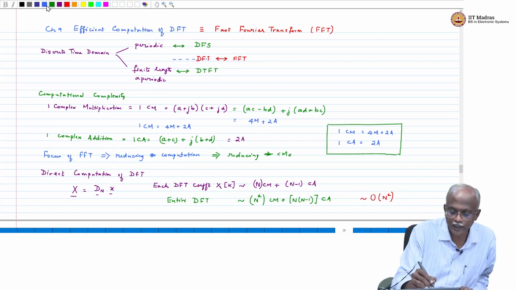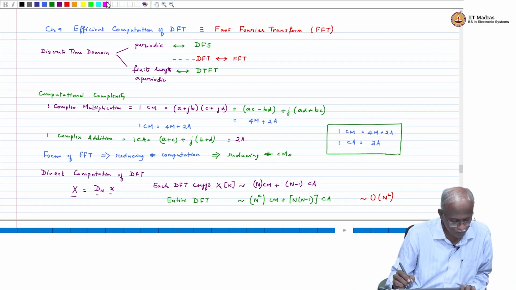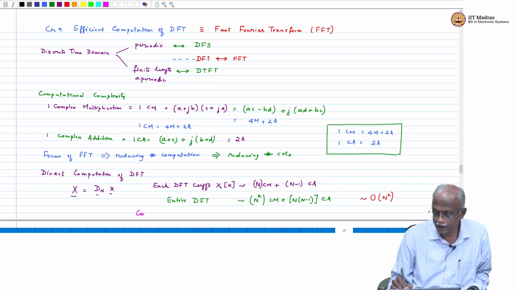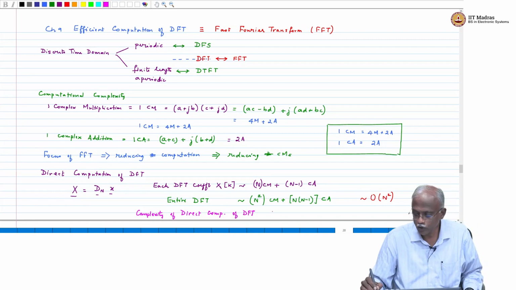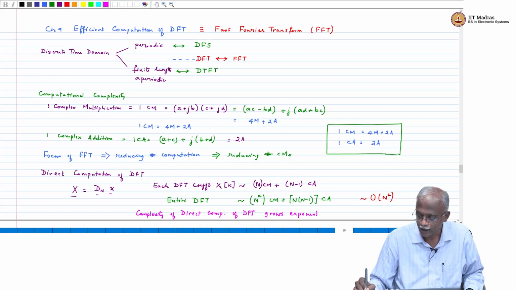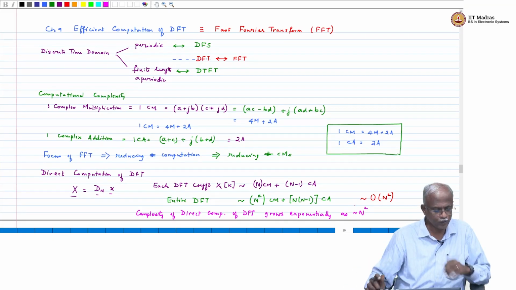Okay, so we write that down as an important observation. Complexity of the direct computation of DFT: computation of DFT grows as n squared, of the order of n squared.